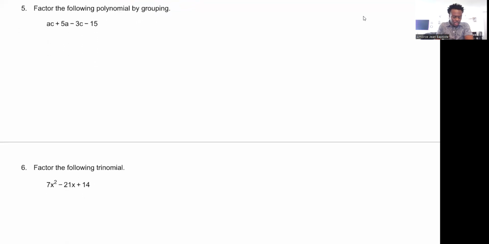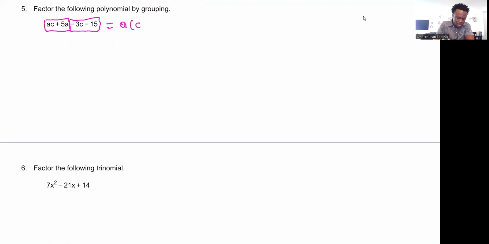Number 5, do the same thing, factor by grouping. I will group them by 2 terms. The GCF of the first group will be A. When I factor A out, what's left is C plus 5. And then the second group, I factor -3 out. C plus 5 will be left to be put inside of the parentheses. And then now we factor the C plus 5, and A minus 3 will be the second factor.